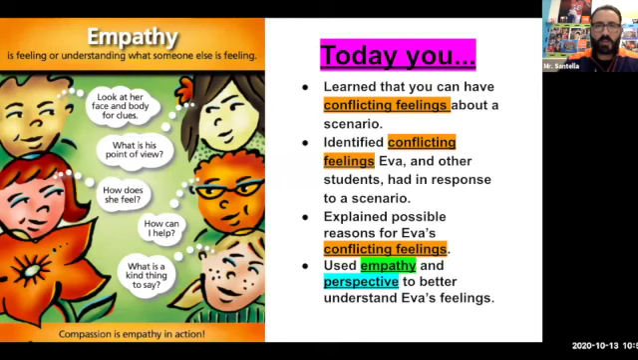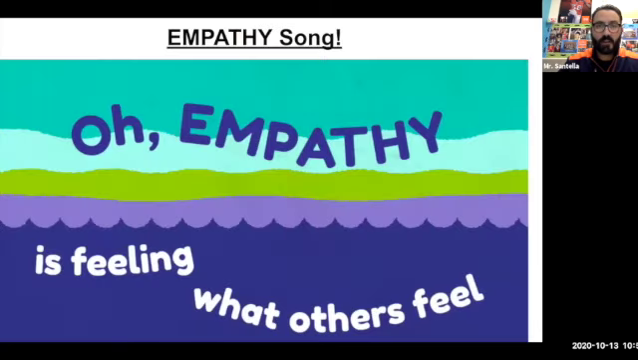All right, great job today, scholars. Today, you learned that you can have conflicting feelings about a scenario. Today, you identified conflicting feelings Eva and other students had in response to a scenario. You explained possible reasons for Eva's conflicting feelings. And today you used empathy and perspective to better understand Eva's feelings. Great job. We're going to end today's lesson with the empathy song. Here we go.